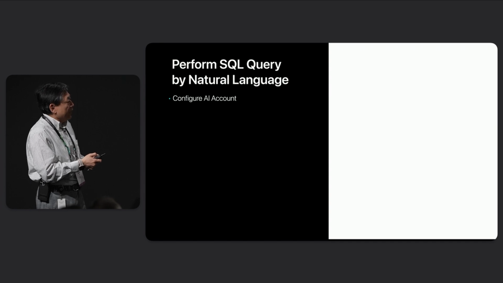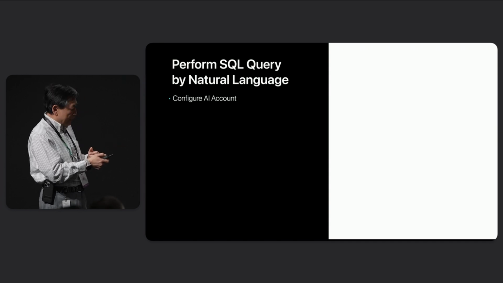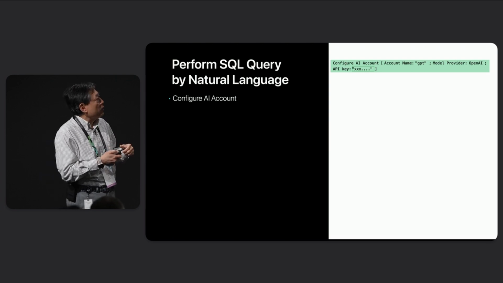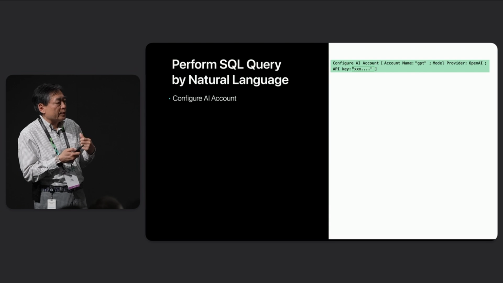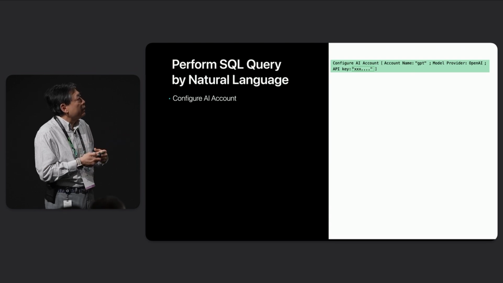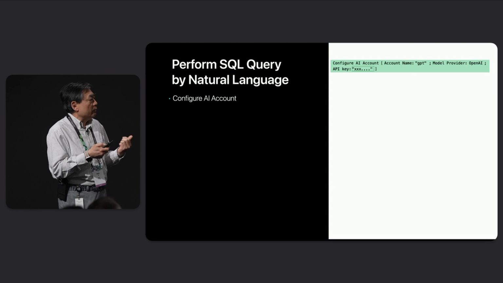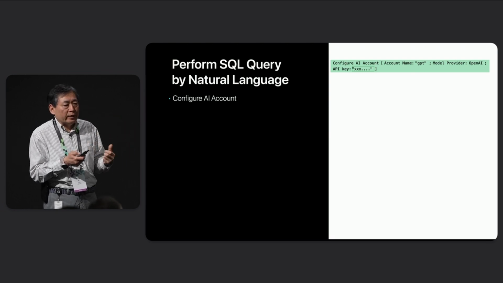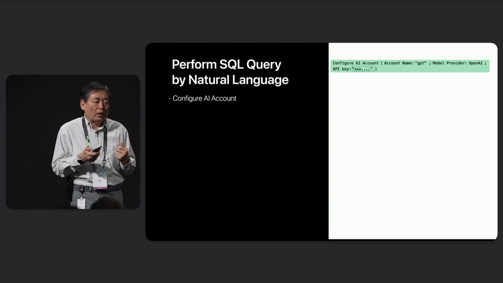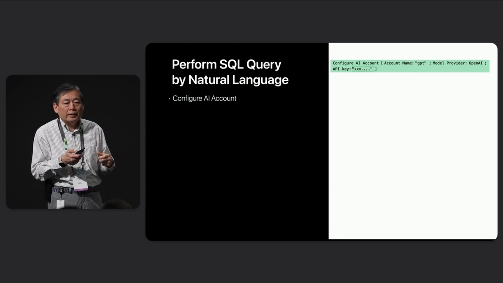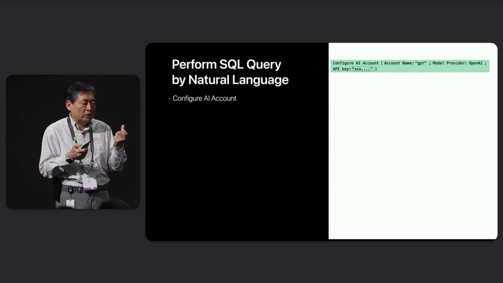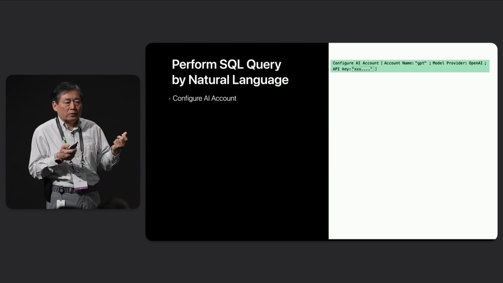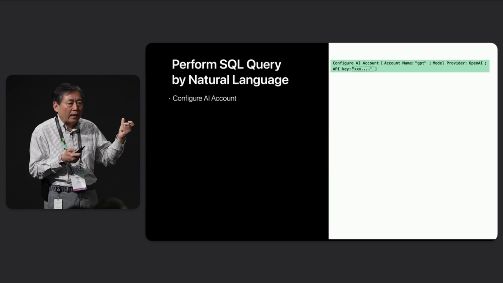Okay, so let's take a look at performing SQL queries by natural language. First, you need to have a configured AI account for that. So here is one example. For the first one, the account name, you just name it whatever you like. The second one is the model provider. I use OpenAI as an example here. We also support Anthropic, Cohere, and Custom. If you use an open source model server, you just pick Custom and put in your endpoint. And the third one, the API key, is the API key of your account.